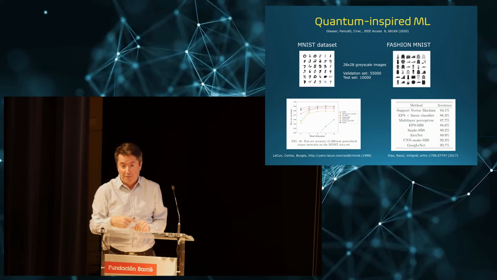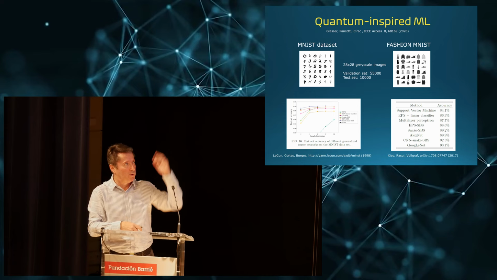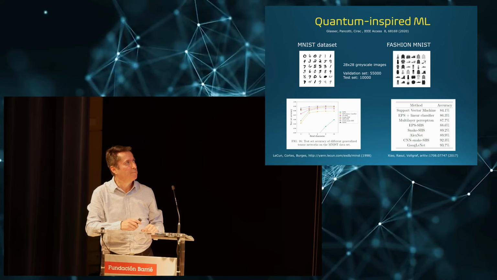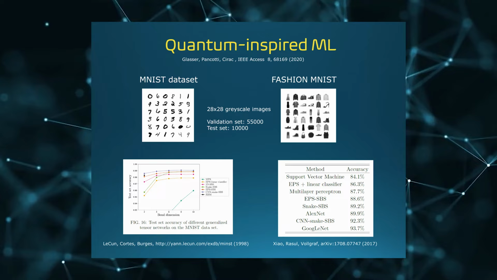Since we were successful with these methods in solving some problems that were difficult in quantum many-body systems, we decided to apply the same methods to classical machine learning problems. We applied them to the typical MNIST data set. The paper was published in 2020, but was submitted to a conference in 2018. The best result that we got was 92.3% with this method, which was relatively good.